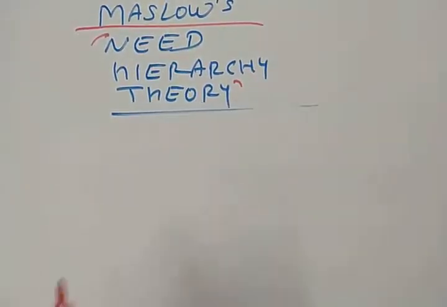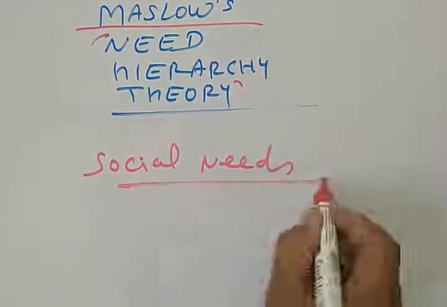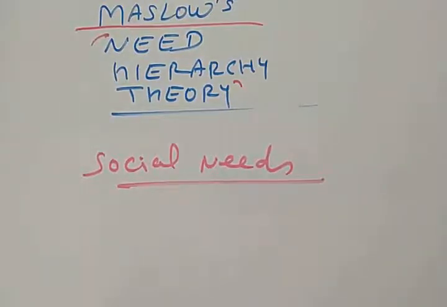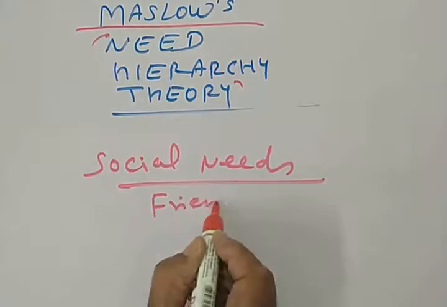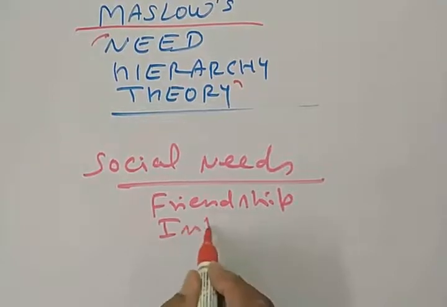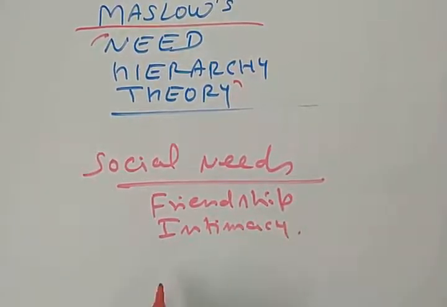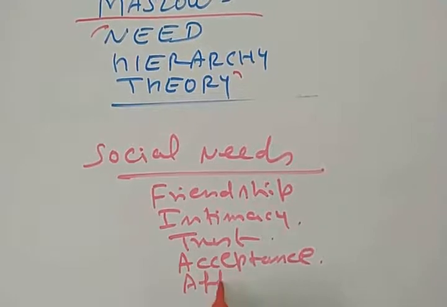The next point is social needs. Social needs are very important needs of anybody. These are like friendship, intimacy, trust, acceptance, affection, love, etc.